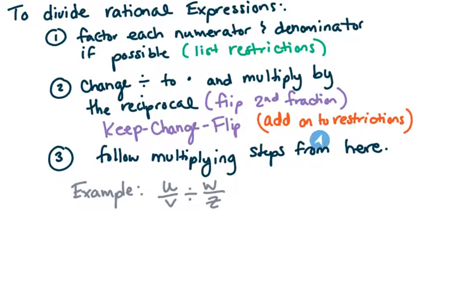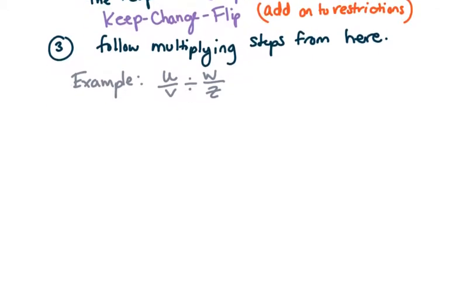And then this is where it's a little bit weird. So your restrictions, they go by what you start with. And so we want to list all of our restrictions in the beginning. But then as we go through, when we flip the fraction, we'll have a new denominator. And so we'll need to add on to those restrictions. Okay, so we're going to list our restrictions. And then once we flip it, we're going to add more restrictions. And then you're going to follow all of your multiplying steps from here. So I'm going to do a very basic example, and then I'll do one that is a little bit trickier.